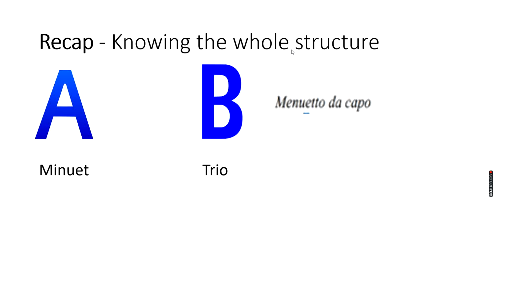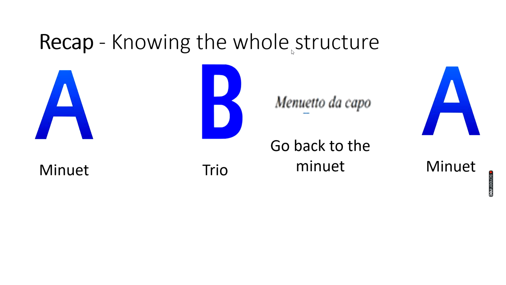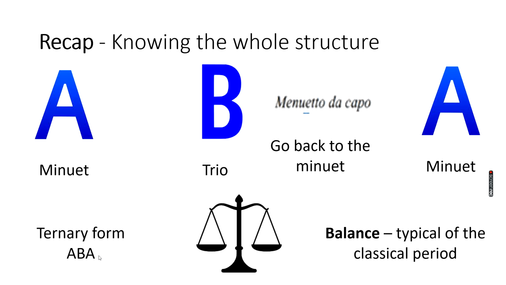Welcome back. Hopefully you worked out that menuetto da capo meant go back to the minuet. So therefore, we would go back to A, or the minuet. This is called ternary form. So if we were to look at the whole piece, the minuet and the trio, we would be in ternary form, ABA. This adds balance, which was typical of the classical period. So we've brought it back almost like a full circle. We've come back to the beginning. So minuet, trio, back to the minuet. And it's that nice round structure to the piece, which is used quite a lot in the classical period.